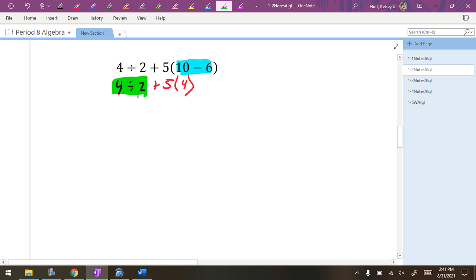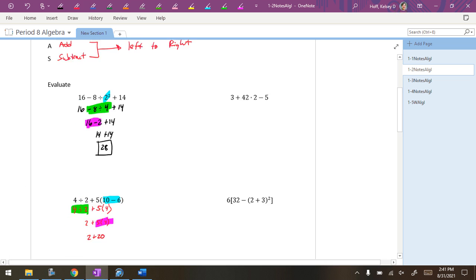4 divided by 2. Work left to right. Remember, what is 4 divided by 2? 2. Then 5 times 4, which is 20. And last but not least, 20 plus 2 is 22.